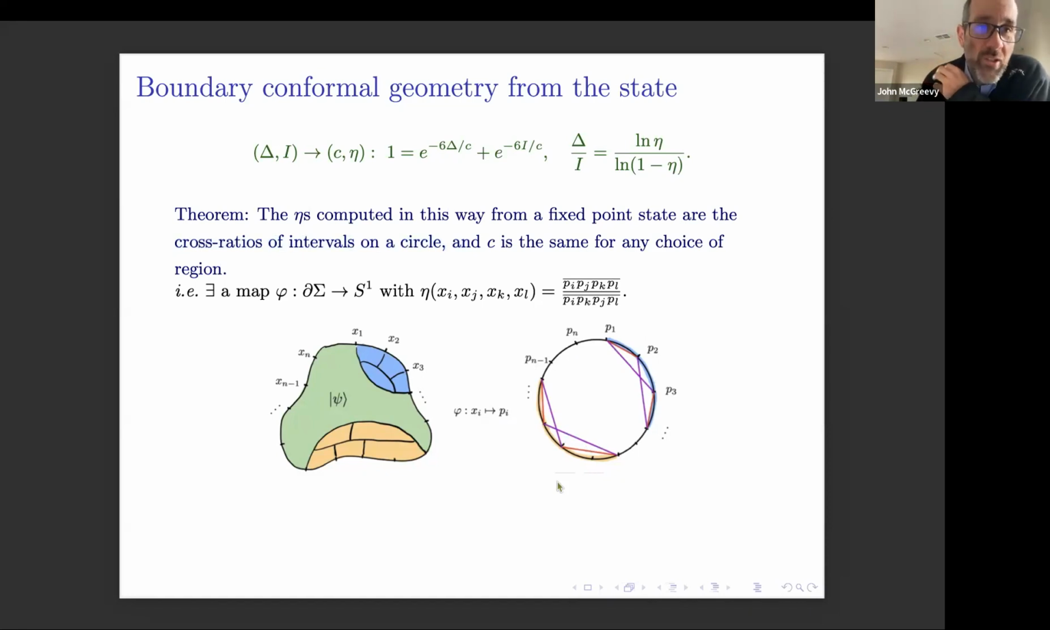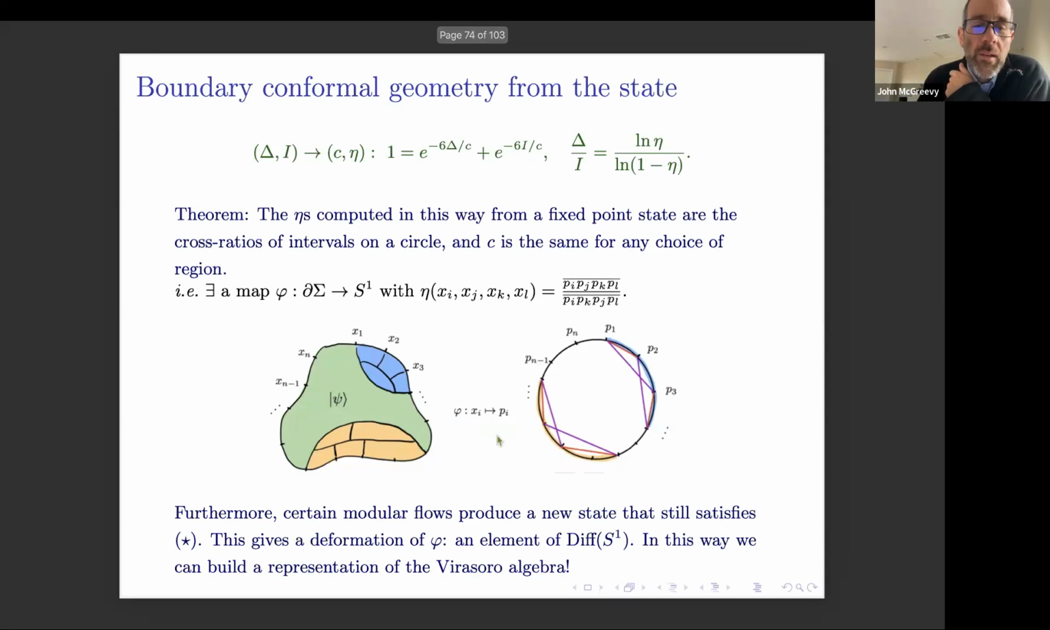It's a kind of uniformization map from this, just given the information about the state. The state knows the conformal geometry of the boundary. And then moreover, certain modular flows, which we call good modular flows, of this state produce a new state that still satisfies the fixed point equation. The new state, however, has different etas, and therefore this is a flow on this, deformation of this map phi.